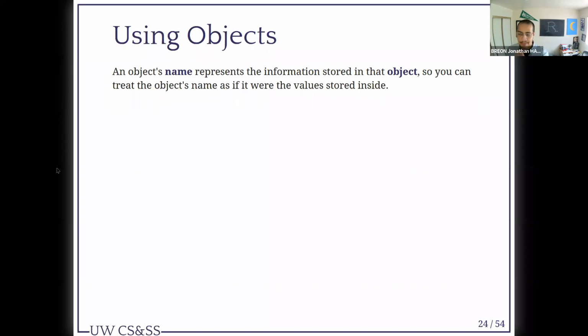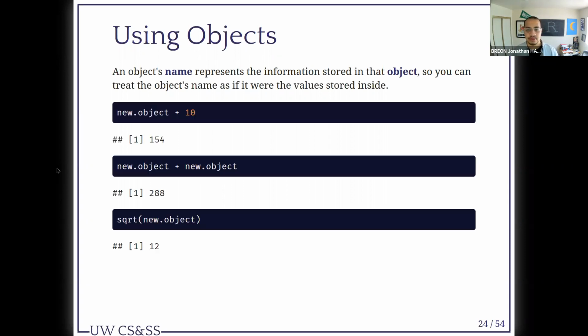Okay, a bit about using objects. An object's name represents the information stored in that object. So you can treat the object's name as if it were the values stored inside. A few examples, you could say new.object plus 10, and the output will be 154. You can say new.object plus new.object, and the output will be 288. The square root of new.object is 12.